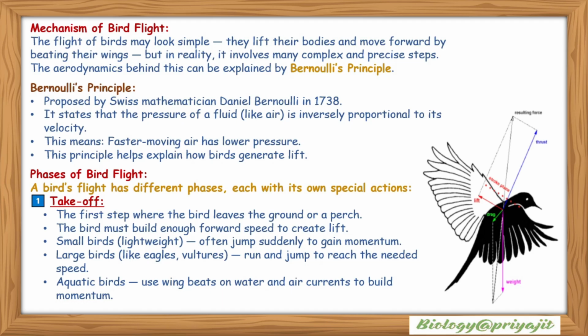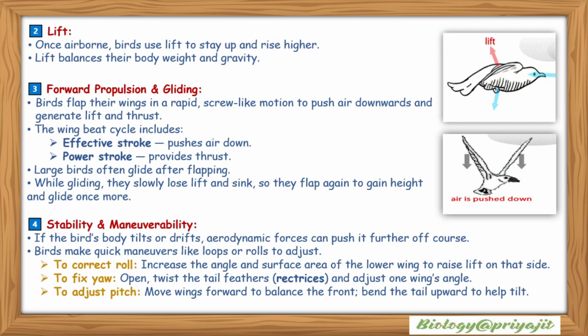The first step is takeoff, where the bird leaves the ground or a perch. The bird must build enough forward speed to create lift. Small birds, which are lightweight, often jump suddenly to gain momentum. But large birds like eagles or vultures run and jump to reach the needed speed. Aquatic birds use wing beats on water and air currents to build momentum.